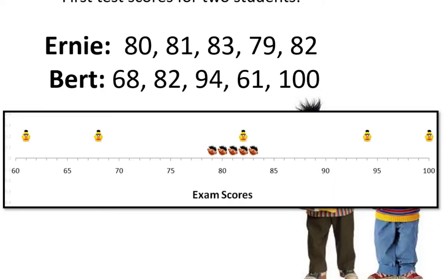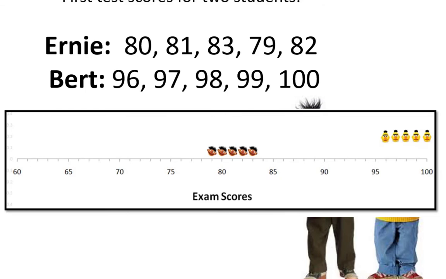All right, so here's the data that we've been playing with. I'm going to change it a little tiny bit. And when I say a little tiny bit, I mean I'm going to change all of Bert's scores. So I've taken Bert's scores and I've shoved them up to the top. So now his lowest score is a 96 and his highest score is 100. That means that now Bert and Ernie have the same range.